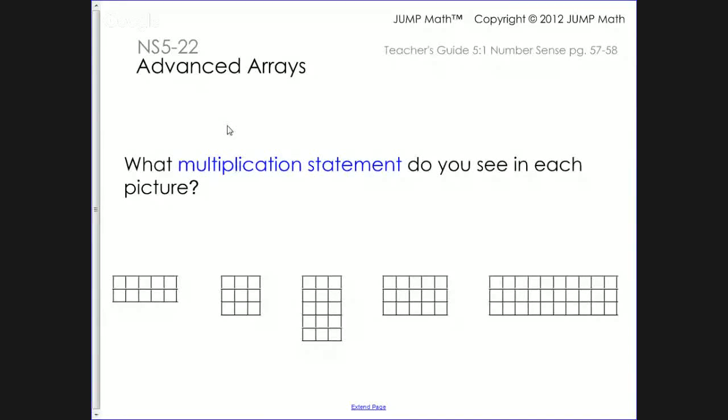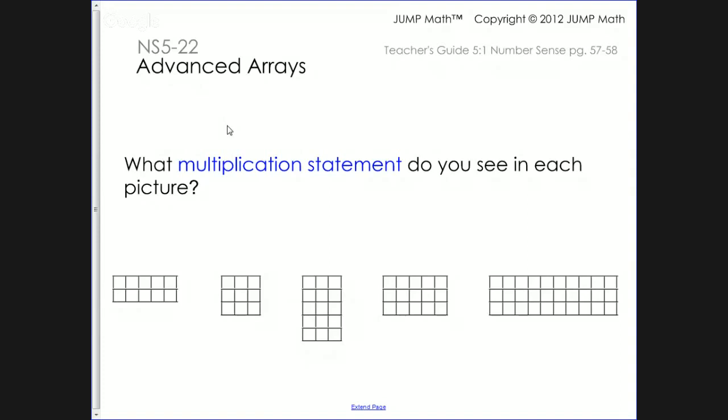So we are looking at NS5-22 advanced arrays. This is a method of understanding multiplication using larger numbers. So this is sort of the start of it. So what multiplication statement do you see in each picture?